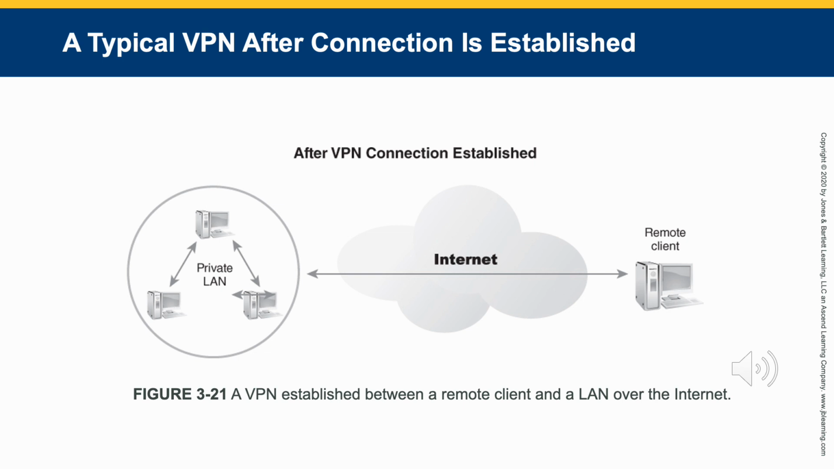A typical VPN after connection is established. The remote client on the right has VPN software, and it's usually either thick client or thin client, SSL, like a web browser, and you're going to connect to the corporate network. Think of writing a letter to a friend. You're going to encapsulate data: we write the letter and put it in an envelope. That's the encapsulation process. We're going to send that across the internet.